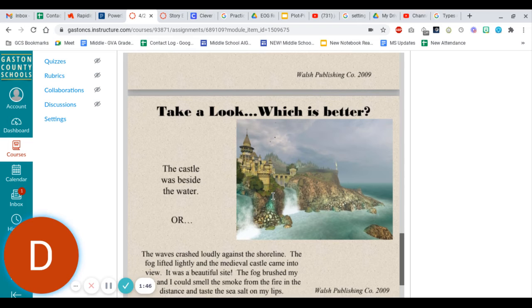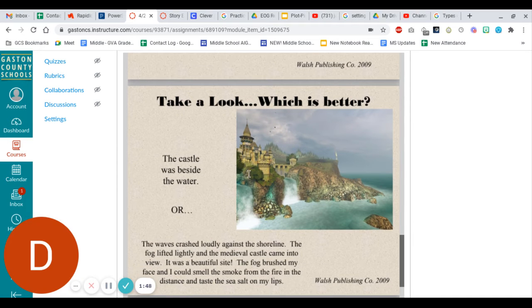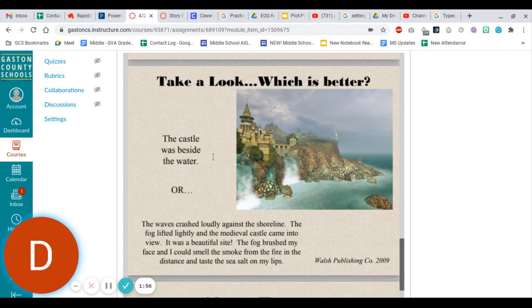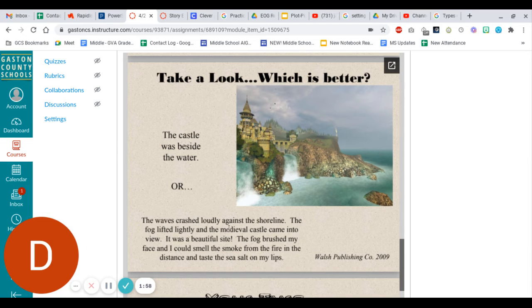So we're going to look at which is better. If someone describes a setting as the castle was beside the water, okay, it tells me my location. But which is better? Look at this example. The waves crashed loudly against the shoreline. The fog lifted lightly. A medieval castle came into view. It was a beautiful sight. The fog brushed my face, and I could smell the smoke from the fire in the distance and taste the sea salt on my lips.